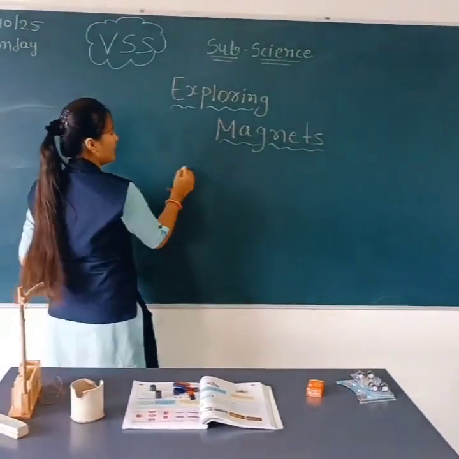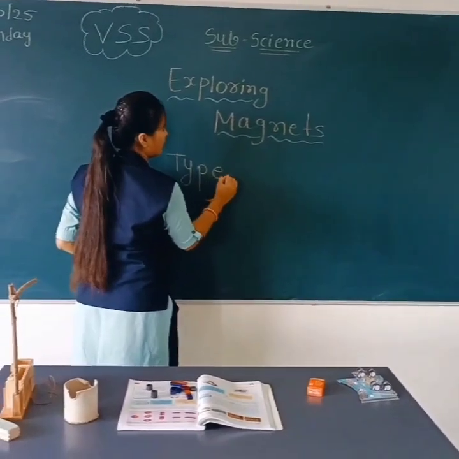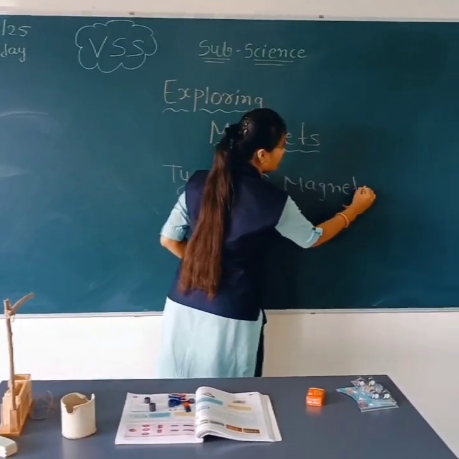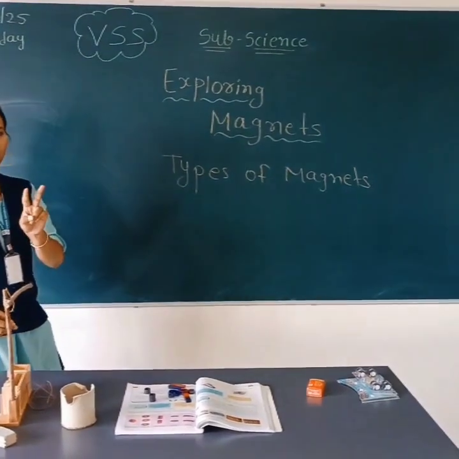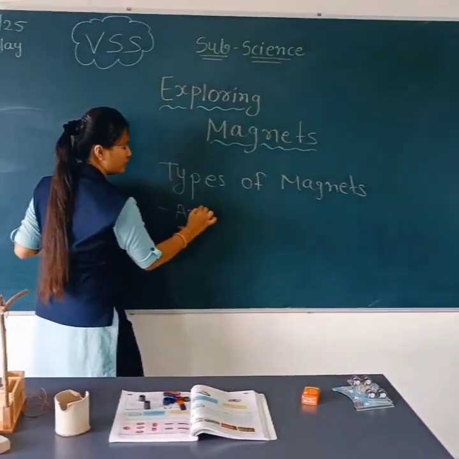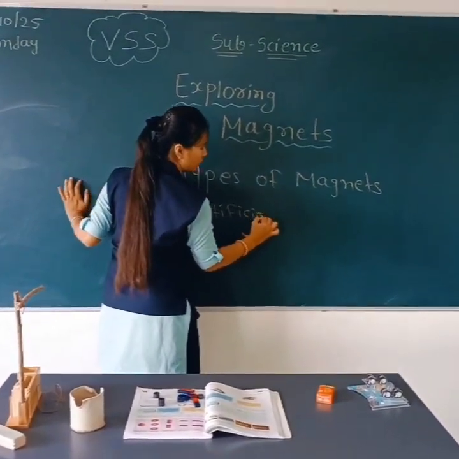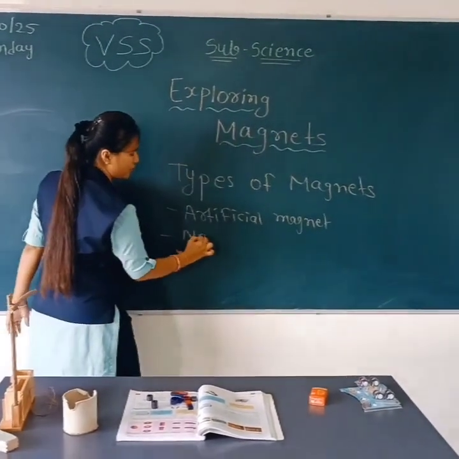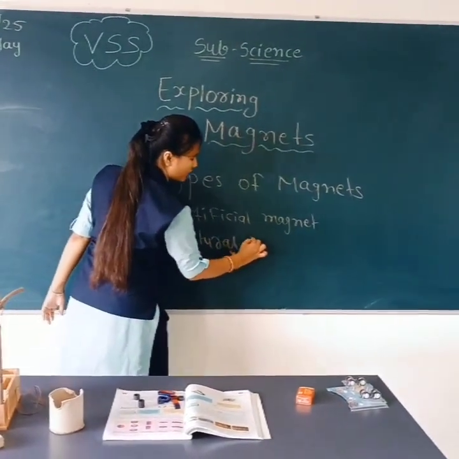Now the types of magnet. There are two types of magnet. One is artificial magnet and the second is natural magnet.